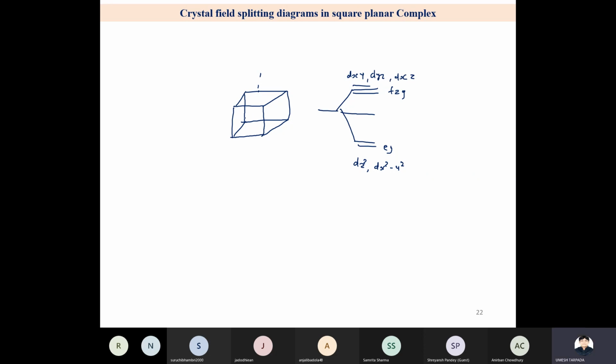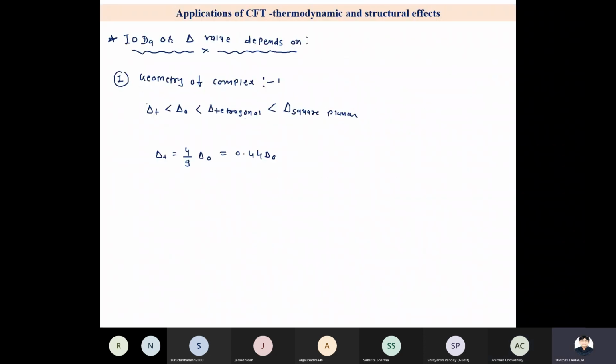Okay, so now, this is the first factor, and the square planar splitting is equal to, what is the relationship between square planar and octahedral? So square planar splitting is equal to 1.33 times octahedral. So see, this is a relationship.